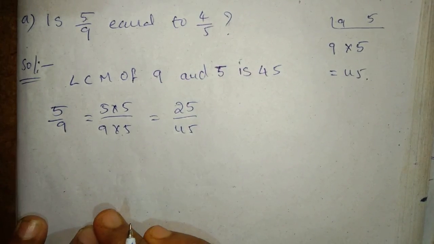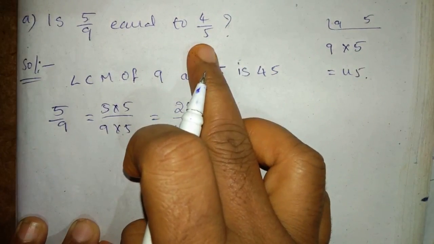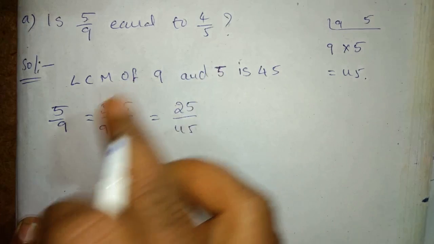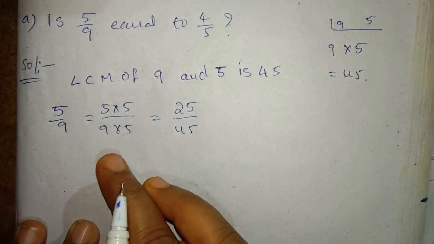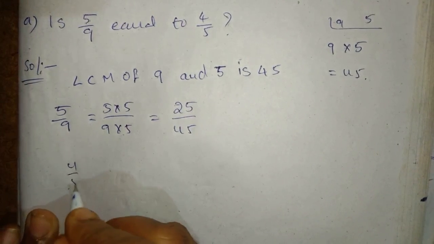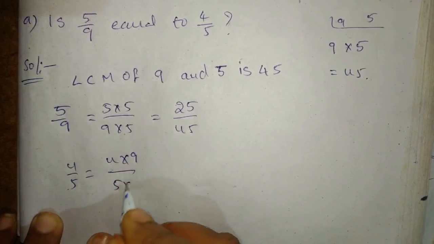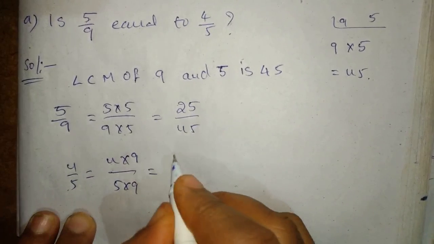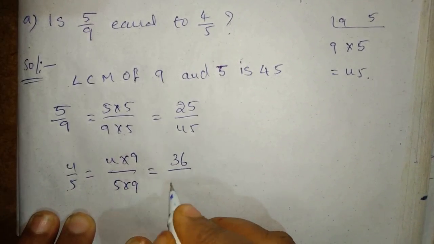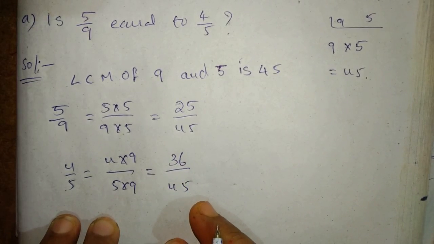Next, to make the denominator 45, we should multiply by 9. So the numerator is also multiplied by 9. In this, 4 by 5 is equal to 4 into 9 by 5 into 9. 4 nines are 36, 5 nines are 45. We get 36 by 45.